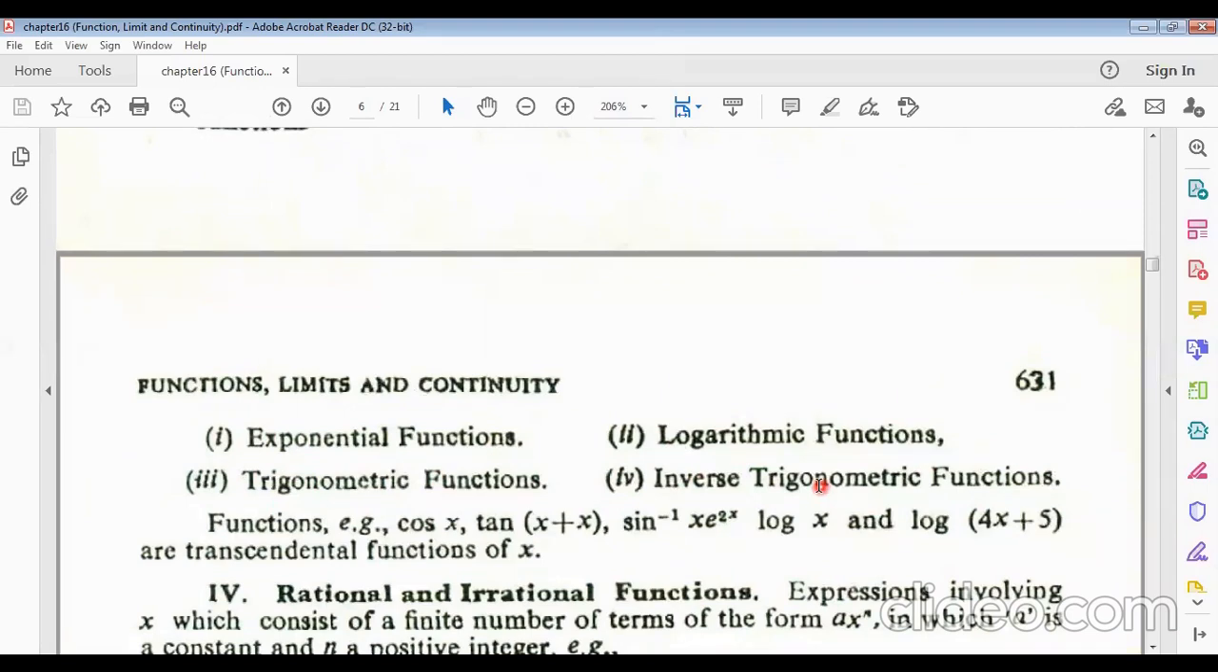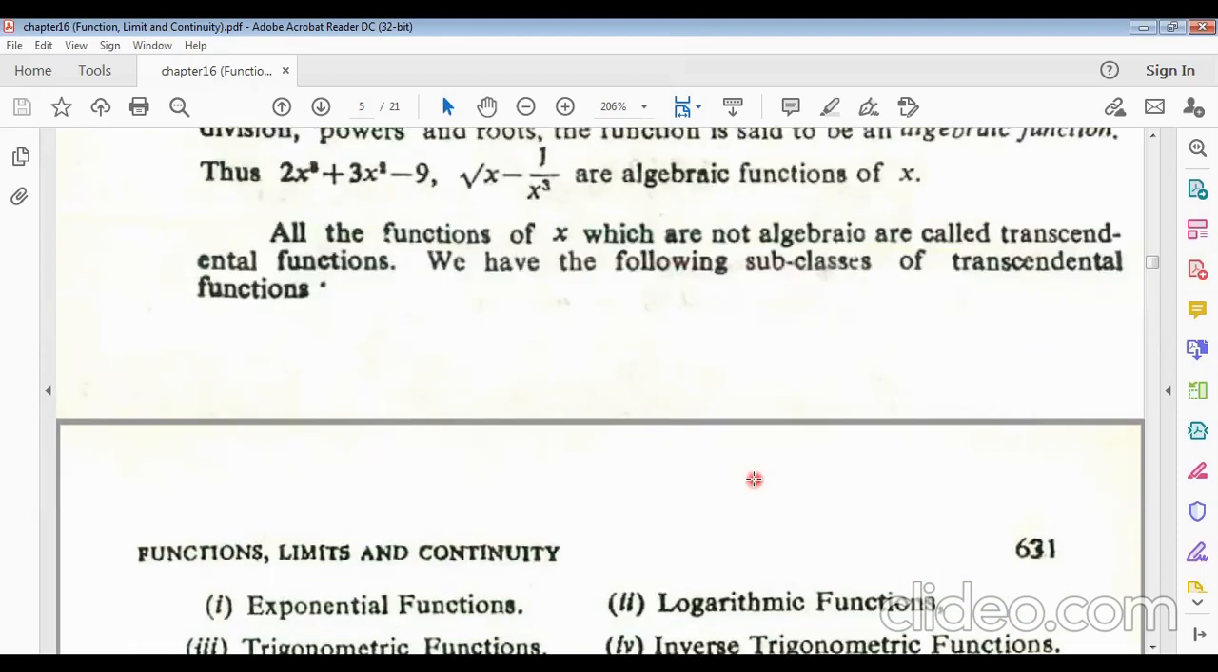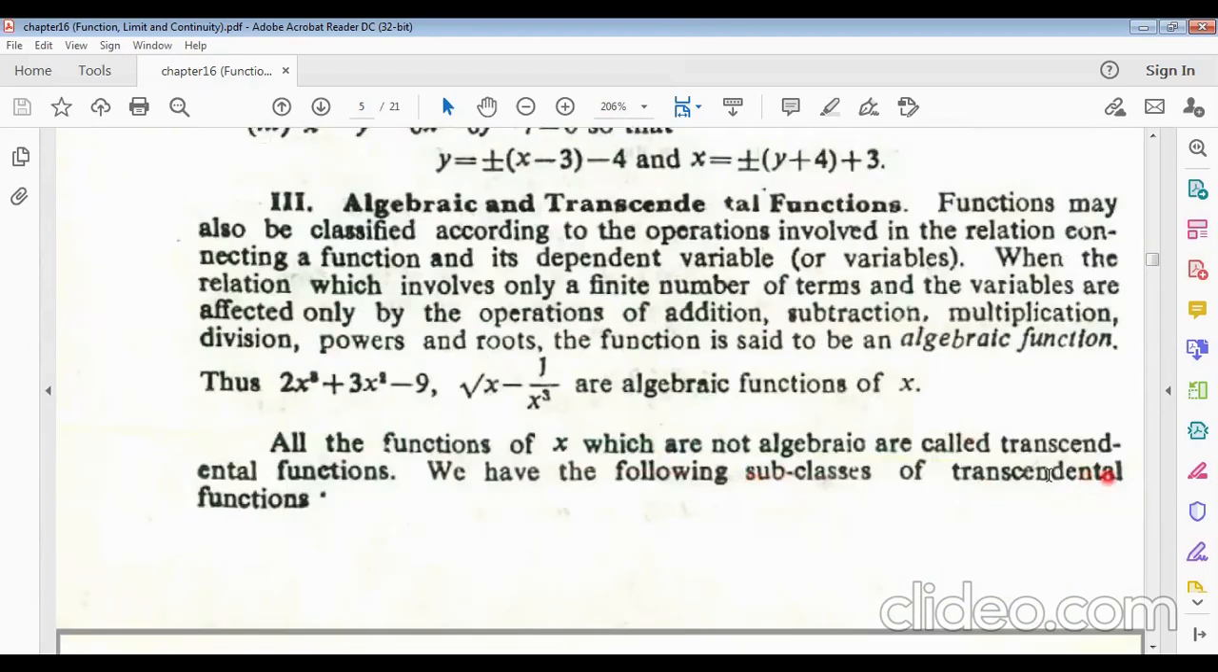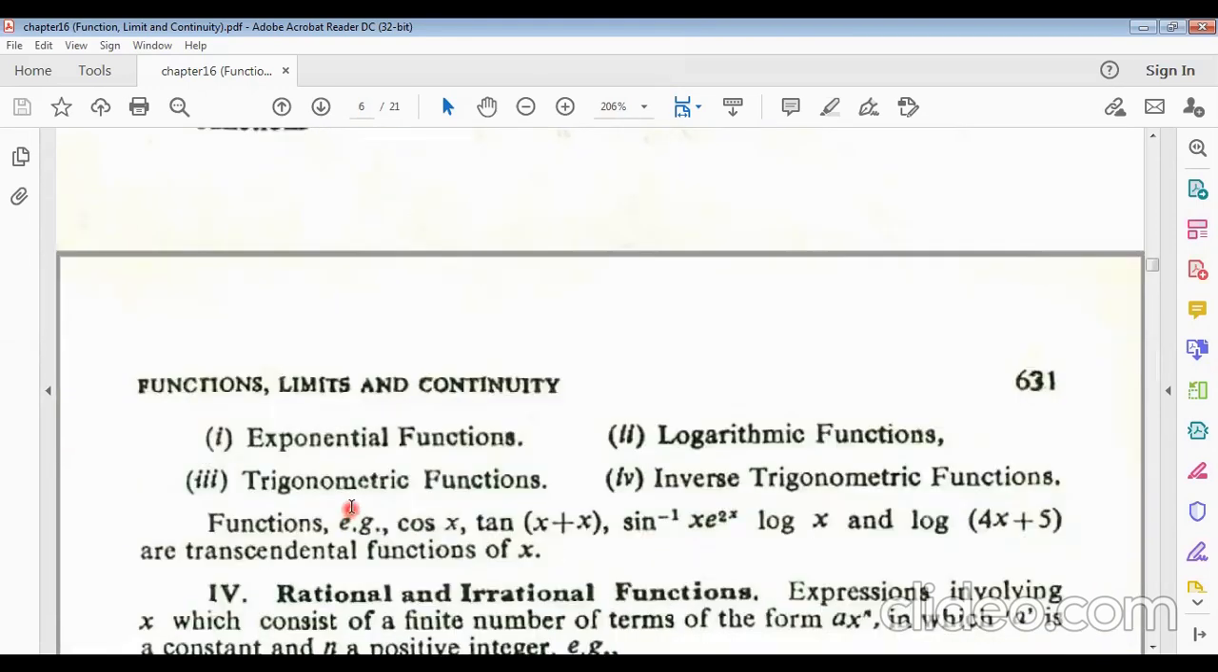These four types of functions are called transcendental functions. Exponential means what? Like e to the power twice x. Logarithmic function what? Log x. Y equals log x, this is also a logarithmic function. Trigonometric functions: cos x, sin x, tan x, etc. Y equals cos x, y equals tan x, y equals sec x, etc. Now inverse trigonometric functions: tan inverse, sin inverse. So there are four types of transcendental function. Remember it. This is the definition of transcendental function.